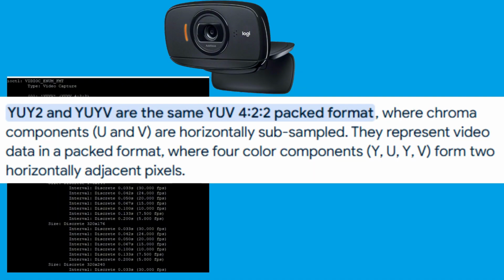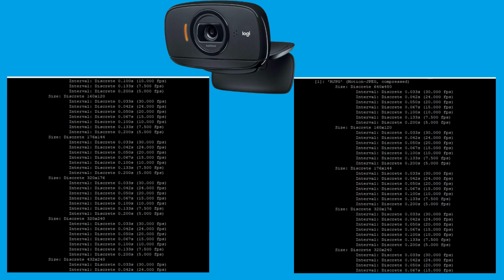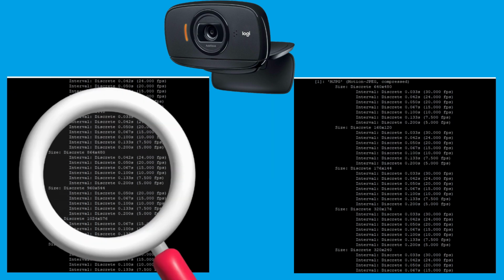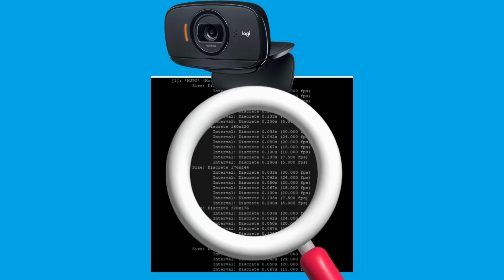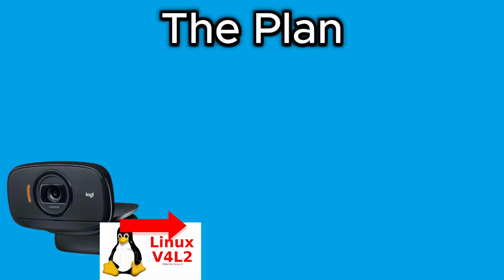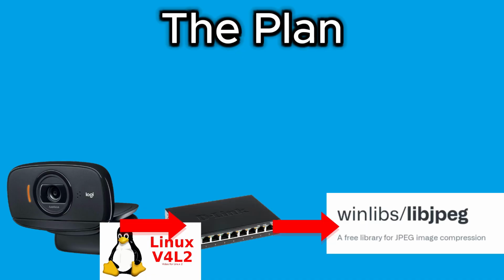I found out that the webcam had two video streams, one which was YUY2, which is a slightly compressed image, and another one which is motion JPEG, which is just a stream of JPEGs. I did a bit of investigation on the first one. Then I found a library which can just decompress JPEGs for me, which is libjpeg, and so I decided to use this. The plan was to capture the video stream, send the raw data over the network, and then decompress it on the PC side and display it.